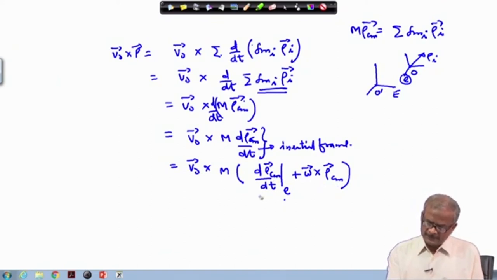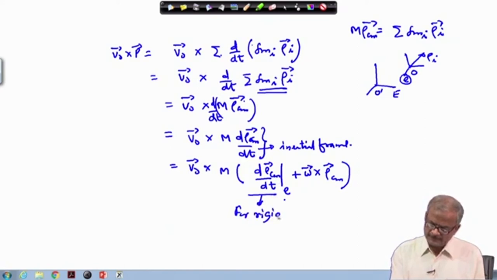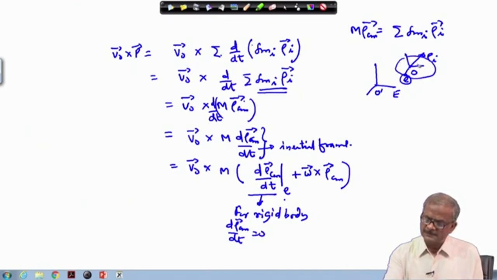So, if you have the rigid body, for a rigid body this quantity d rho c m by d t will be 0, which means the center of mass location does not change with time with respect to this point O. Okay, this is what it states.